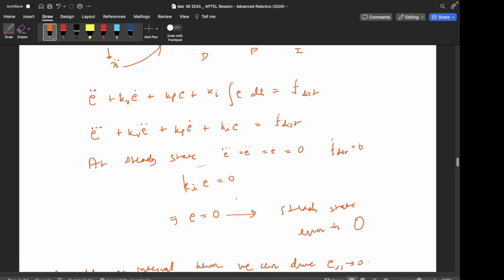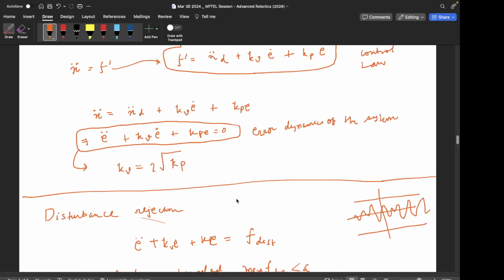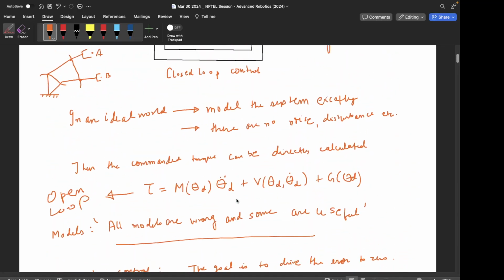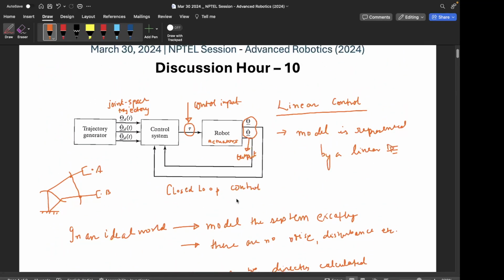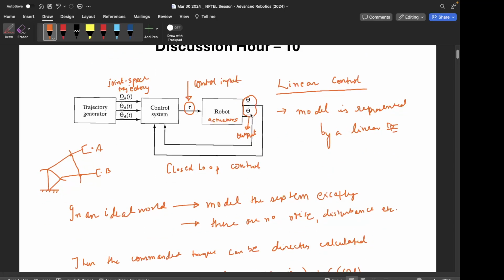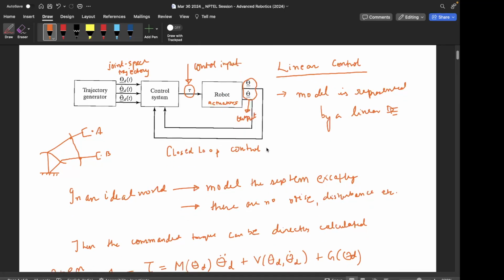So what we saw in this discussion hour are a few different ways to design control laws. We started with the closed loop control approach, and the need for closed loop control is because the models are never accurate and there is always noise and disturbance in the real world. So just blindly applying a commanded torque based on a certain model of the system will never achieve the desired trajectories. So we need to take into account the actual state of the system also in order to modify our commanded torque and drive the error to zero.